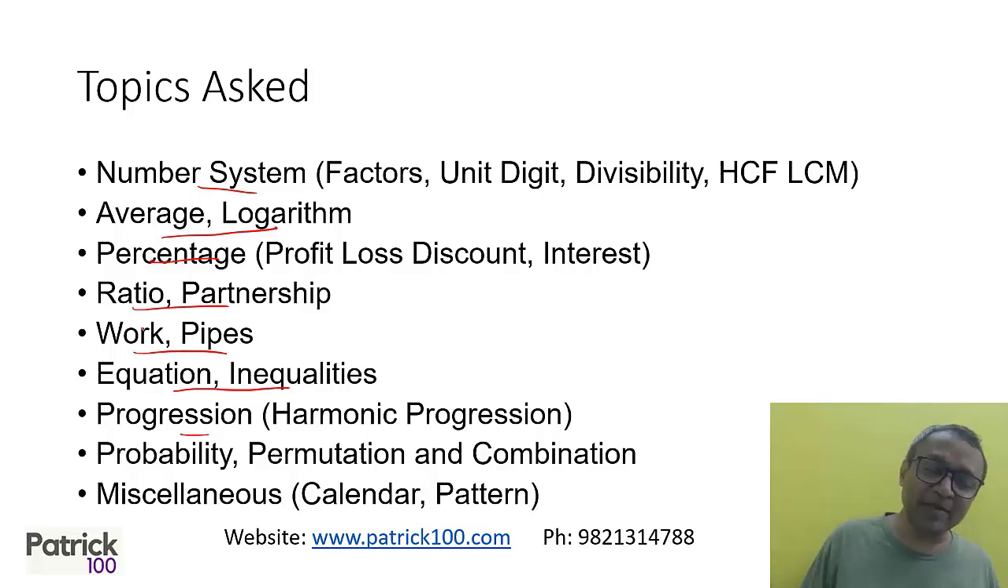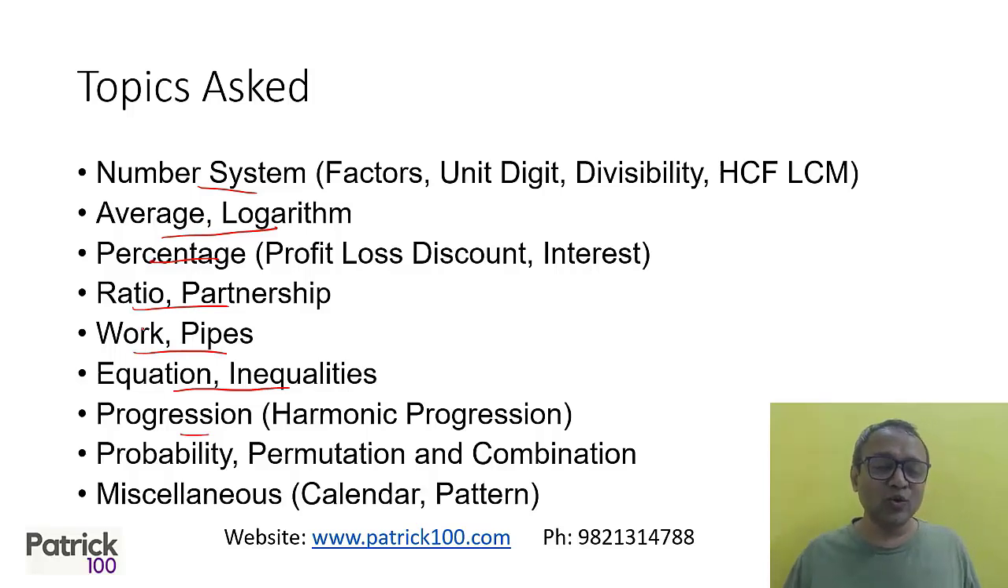There is a little bit of probability, permutation and combination. Apart from that, there are concepts on calendar and patterns. Calendar is not very common with regards to CAT. Harmonic progression also does not come in CAT, but it does come in NMAT. So do be comfortable with it.